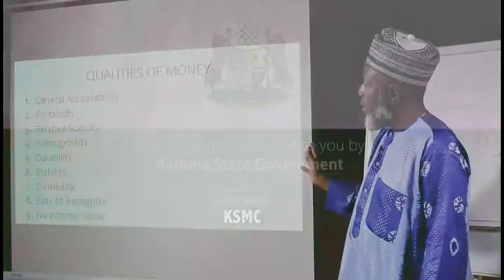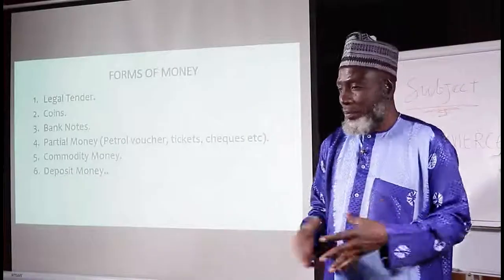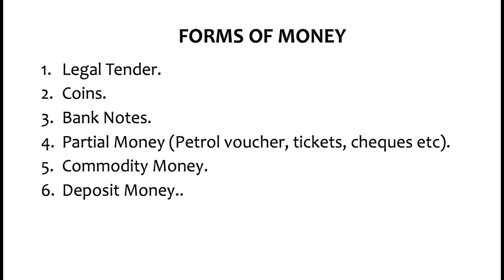So the qualities of money, we just go to the next one, which we call forms of money. There are several forms of money, but we are going to look at only six for the purpose of this class. Number one is legal tender.